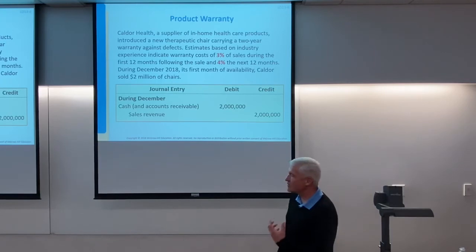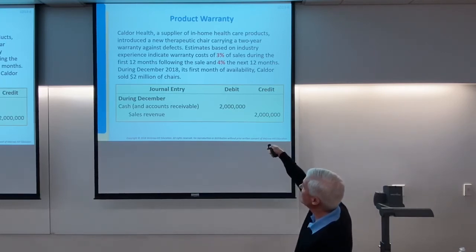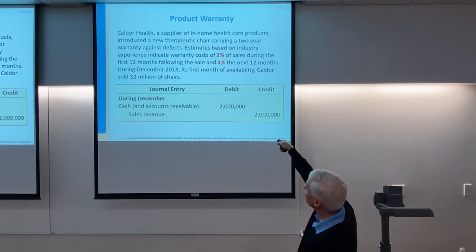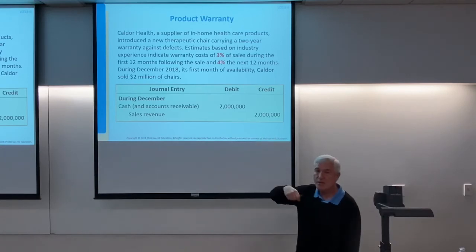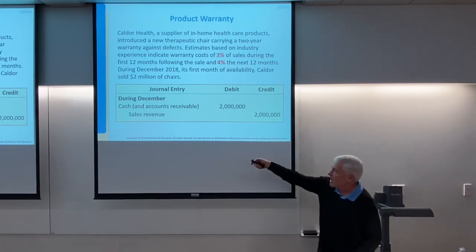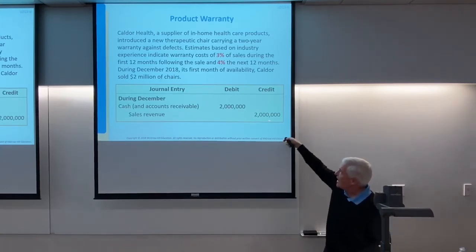And we'll have some basis. Here's an example of this. A supplier of in-home healthcare products introduces a new therapeutic chair carrying a 2-year warranty against defects. Based on the industry, they believe that 3% of sales during the first 12 months and 4% of sales during the next will result in claims. So they expect to have warranty costs of 7% of their sales price. So the first entry, we know: debit cash or accounts receivable $2 million, and credit revenue for $2 million.